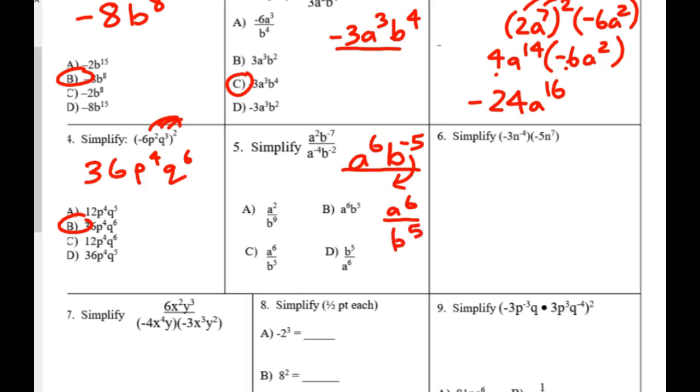Cool. Over here, multiplying, so coefficient times coefficient, negative 3 times negative 5 is 15. And then I add the powers. Negative 4 plus 7 is 3. Alright.